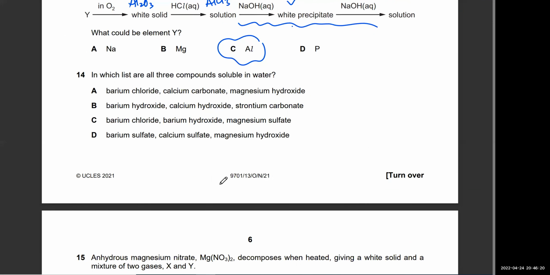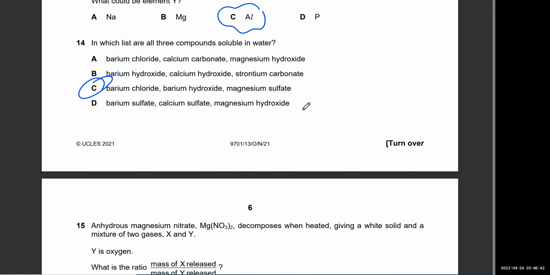In which list are all 3 compounds soluble in water? Again, the solubility table. Calcium carbonate is not soluble. Calcium hydroxide is also kind of not soluble. Magnesium is soluble as well. Chlorides are mostly soluble except for silver and lead. Barium hydroxide is soluble. Magnesium sulfate is soluble. Magnesium hydroxide is not soluble. Carbonates are not soluble. Calcium hydroxide is even partially soluble. Strontium carbonate is not soluble.